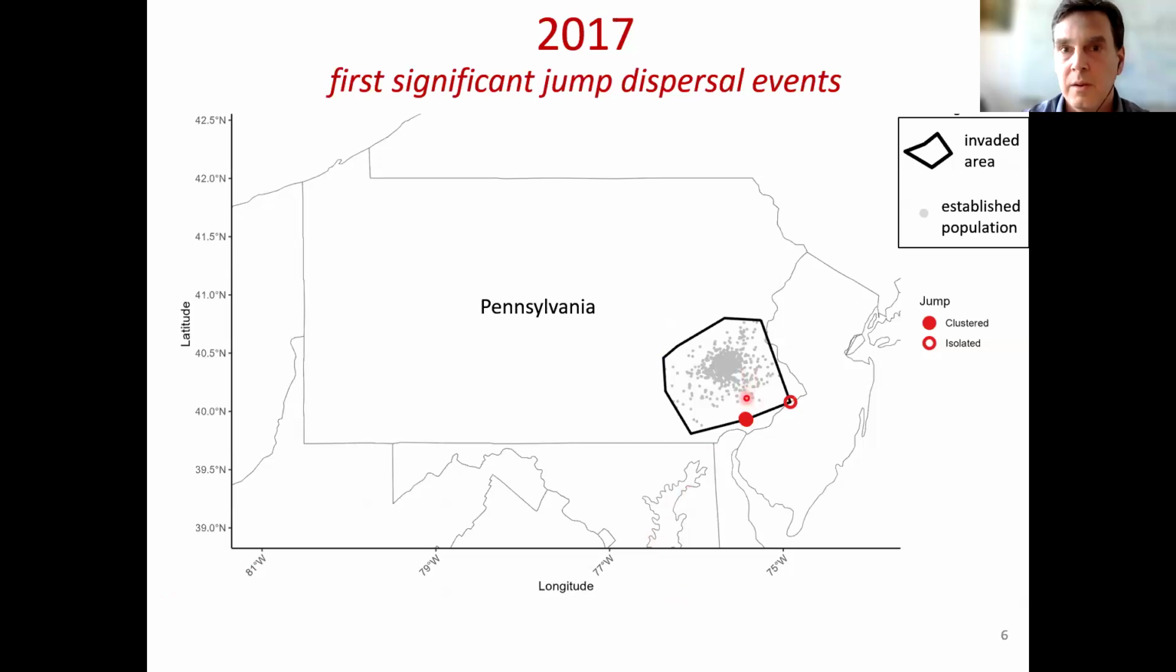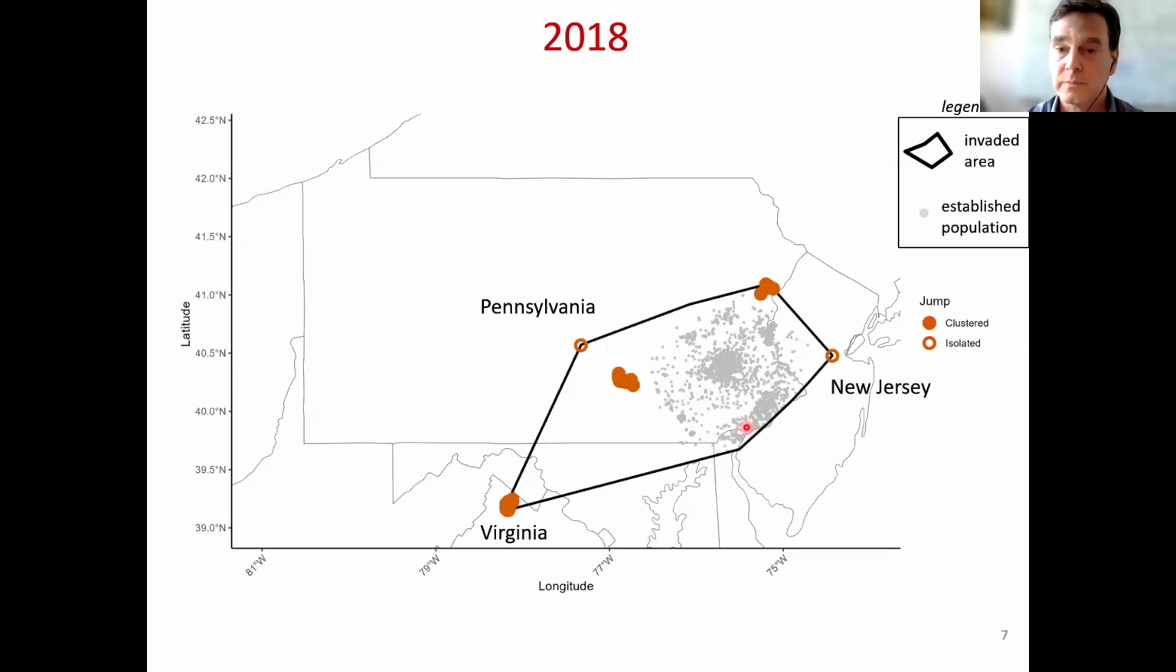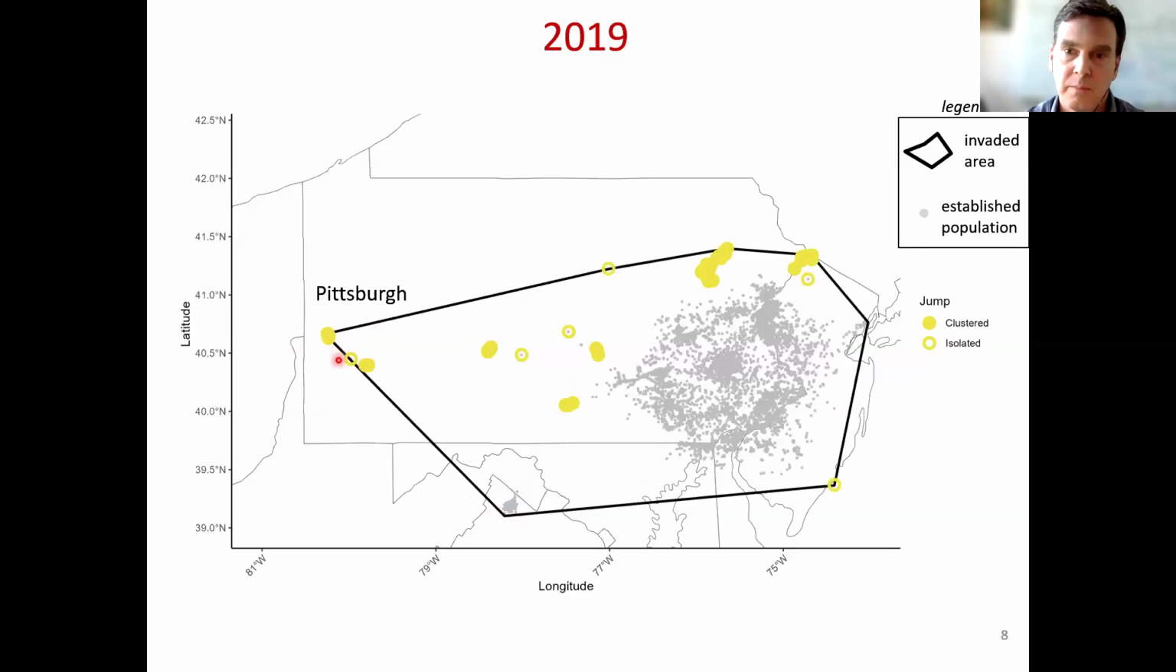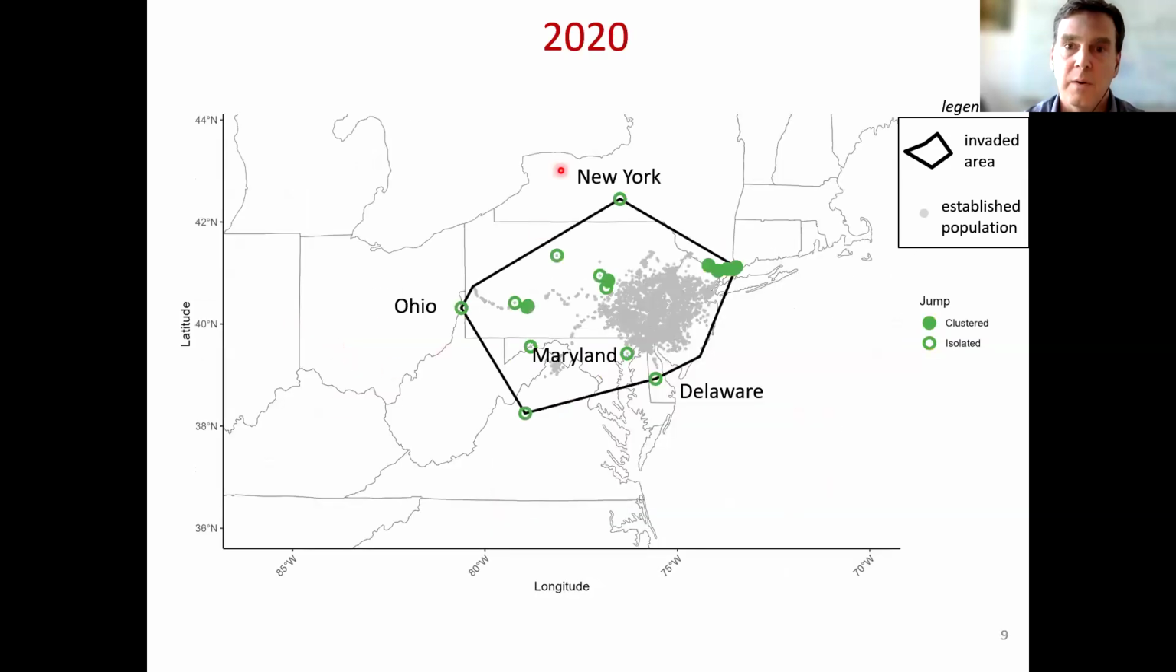And so we've identified 2 jump dispersal events in 2017. This was a single, isolated site, and this was a cluster of sites that were found, and that's the difference here. In 2018, we get a pretty major jump to Virginia here. This year, we're now getting Pittsburgh, a major jump in Pittsburgh. Now I've zoomed out, right?